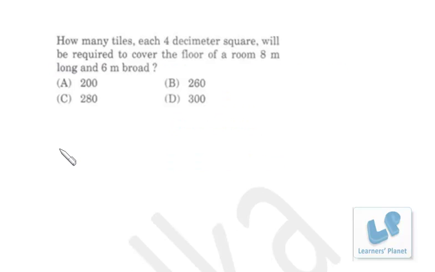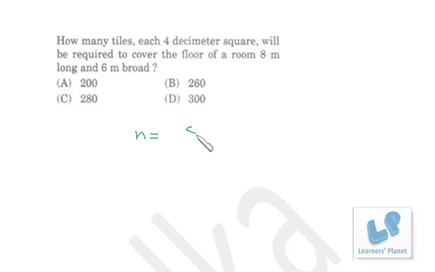Let's see this question. How many tiles each 4 decimeter square will be required to cover the floor of a room 8 meter long and 6 meter broad? Now 1 meter is 10 decimeter, right? You just have to equate the area. Whenever you have to find the number in this sort of question, you divide the bigger area by the smaller area, right? And when it is a case of volume, then you divide the bigger volume by the smaller volume, right? So here we have to find the number of tiles. N is equal to the area of the floor by the area of the square.